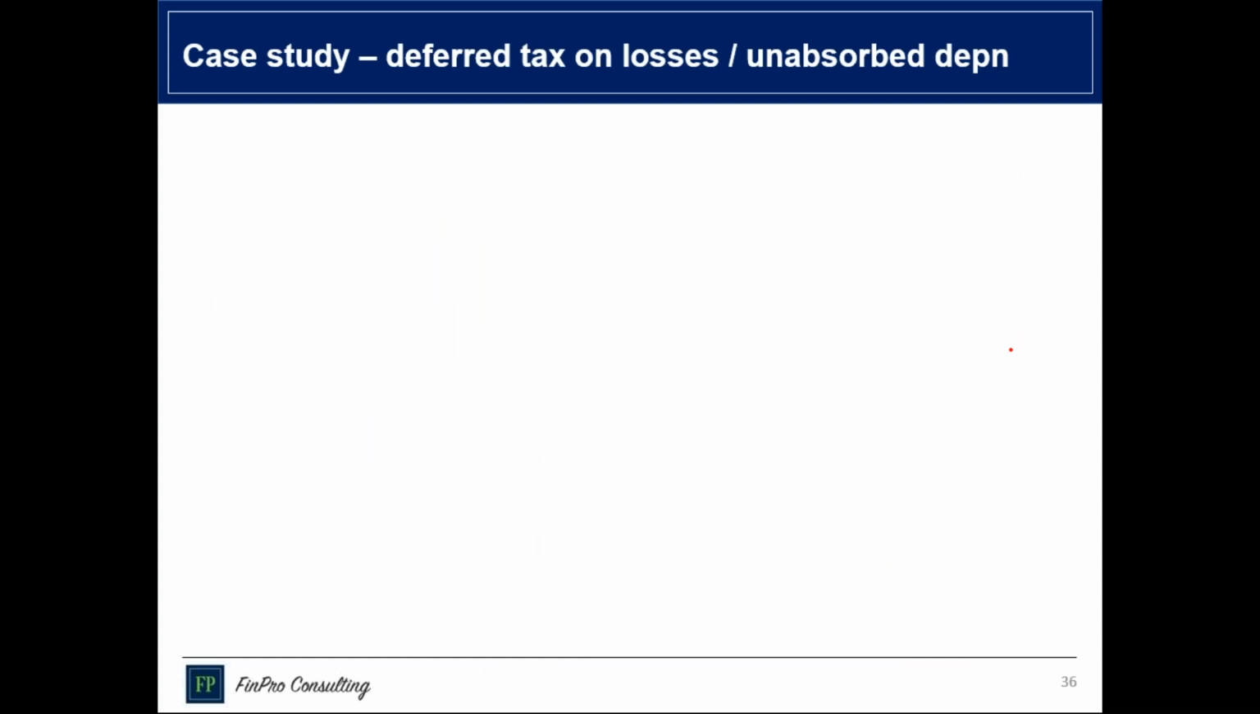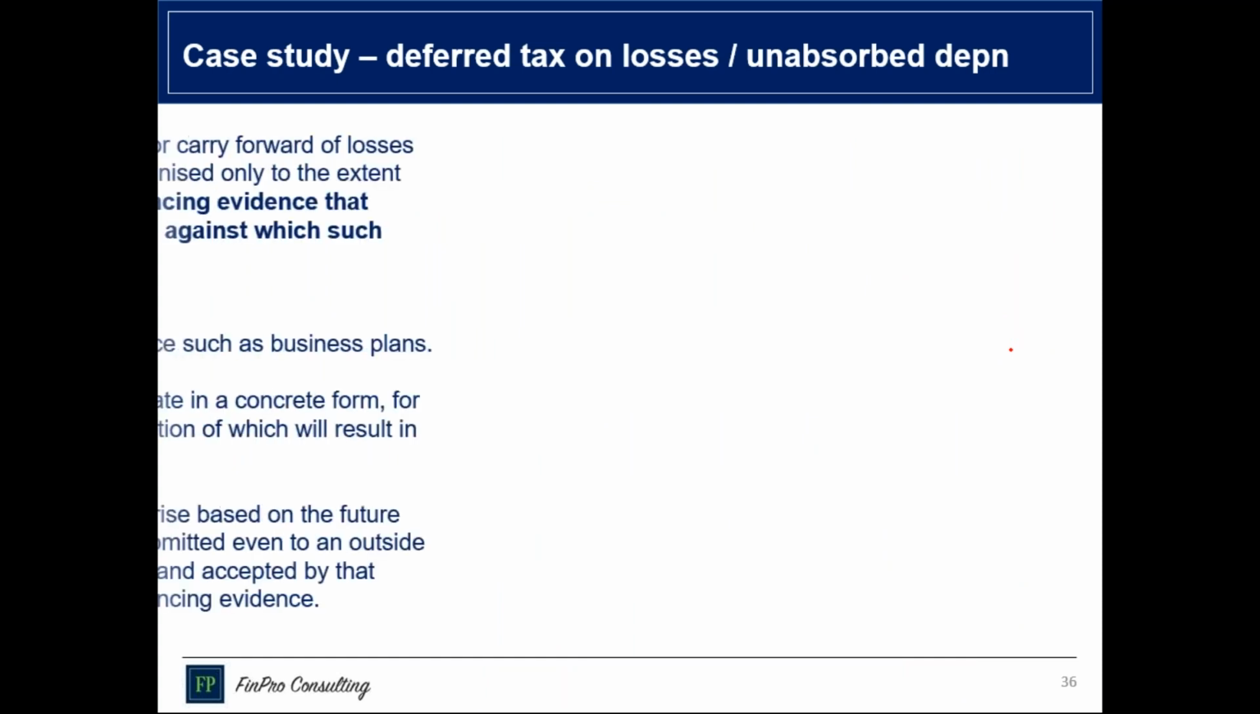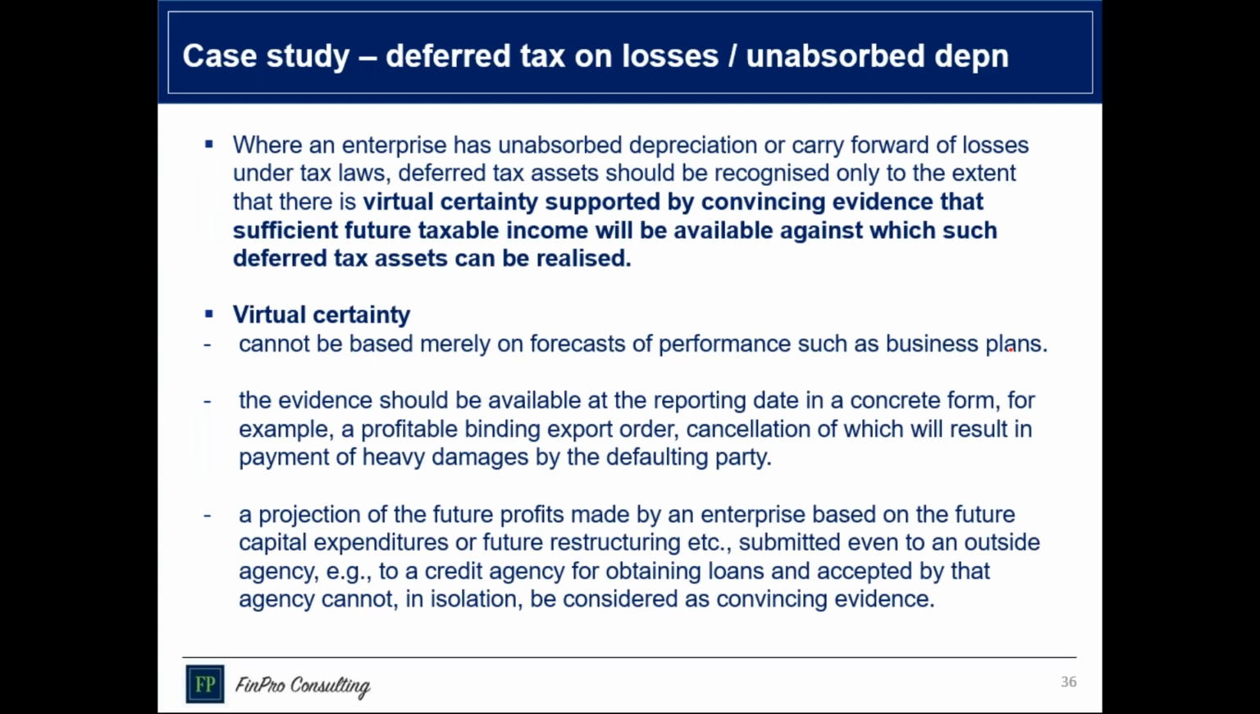And the last part is on deferred taxes on losses and unabsorbed depreciation. AS 22 says that in case the company has carry forward losses or unabsorbed depreciation, one can create a deferred tax asset on those losses only when there is virtual certainty, supported by convincing evidence, that future taxable profits will be available against which the deferred tax asset can be realized. So these are the two important phrases: virtual certainty and convincing evidence.